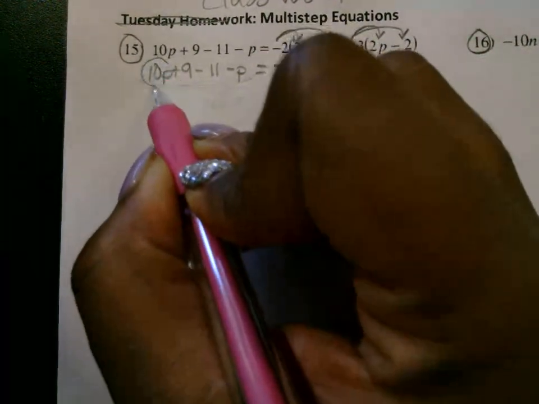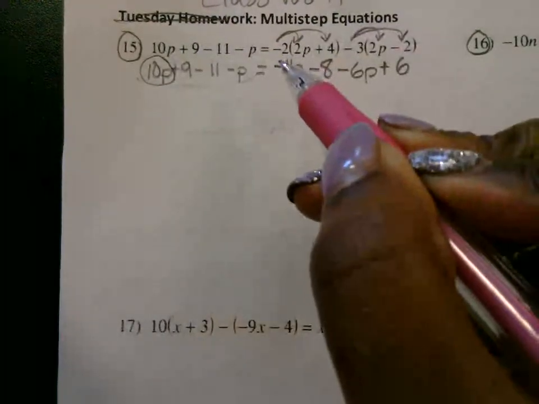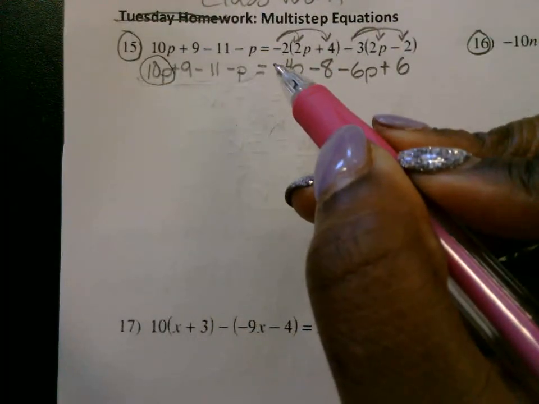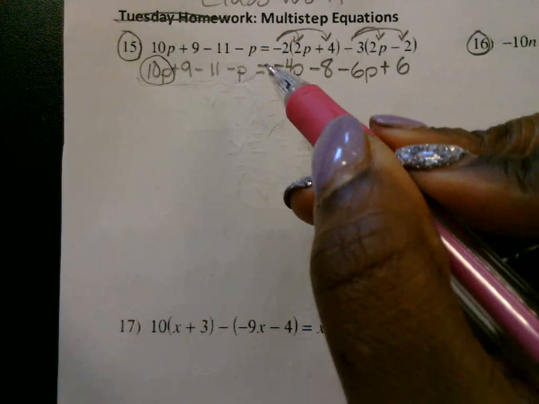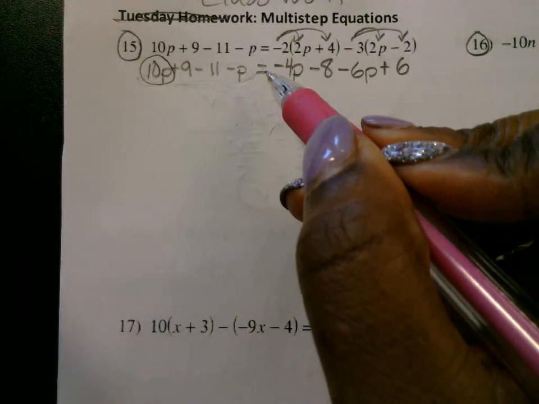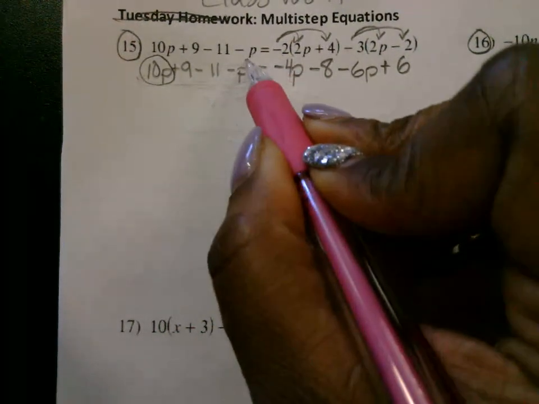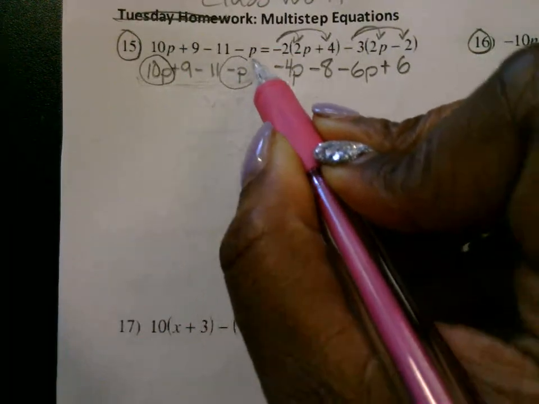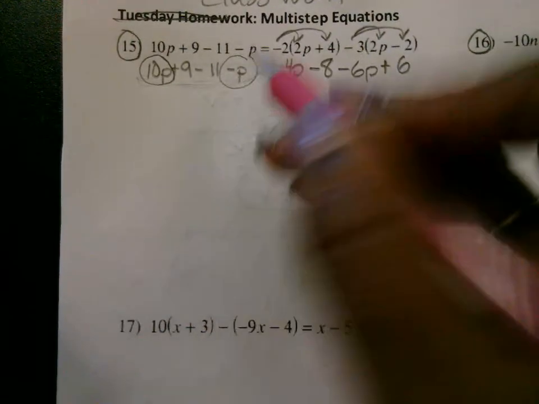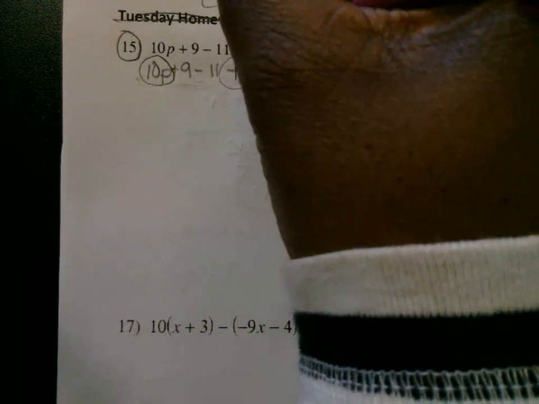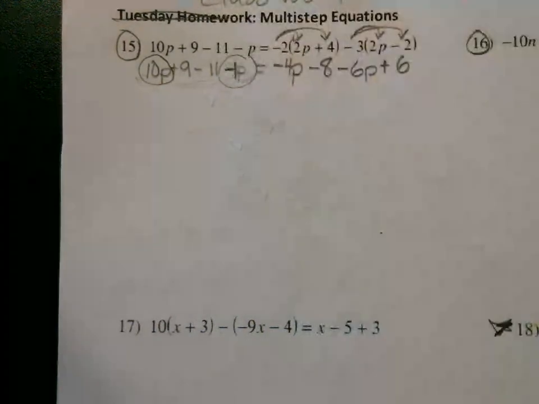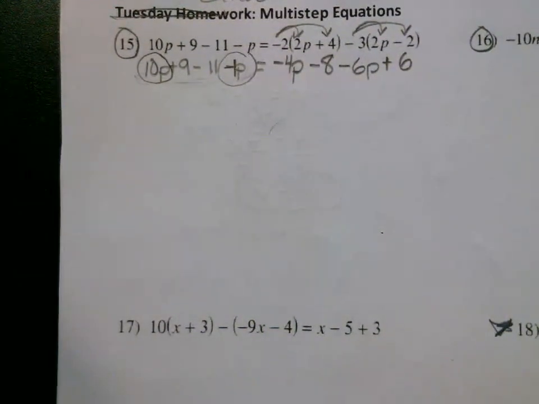The 10p. And what else? What else is like it? What are the like terms for 10p? P. What kind of p is this? Negative. What number is automatically in front of this p? 1. So this is -1p. So what is 10p minus 1p? 9p.